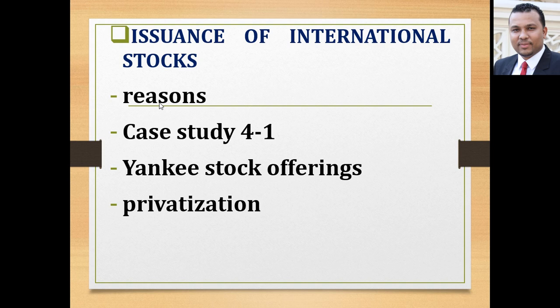The next case study in our textbook, page 167, case study 4.1. Our textbook talks about the Dow Chemical Company, abbreviation TDCC, a large US-based MNC, multinational corporation, in the chemicals industry. TDCC created business in Japan and issued stocks in Japan denominated in Japanese yen. This is the case study for international stocks or equity.